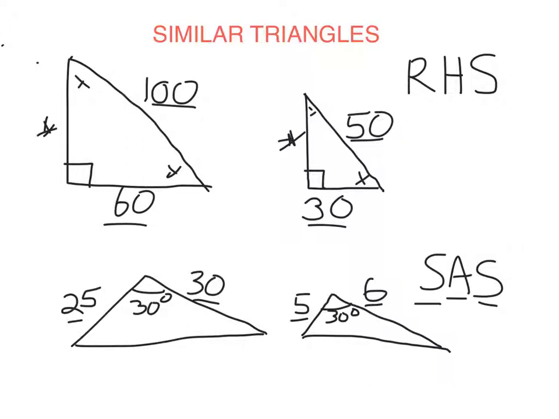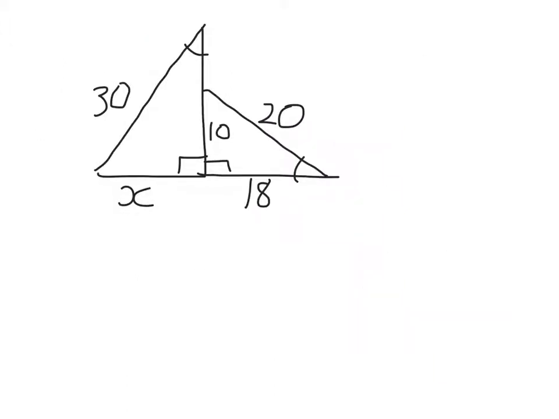Alright, the only other thing we need to know is how to find the length of a side using the scale factor. So in this example, I'm going to use similar triangles and scale factor to find the value of an unknown. In this case, I'm looking for x, the distance from here to here. This 18 is the distance from there to there.